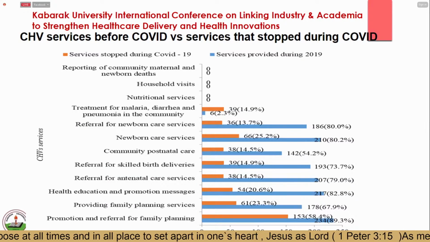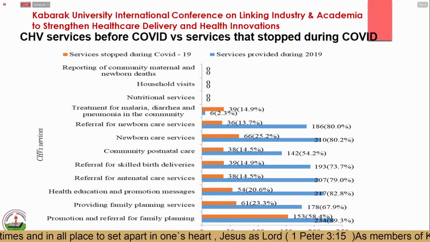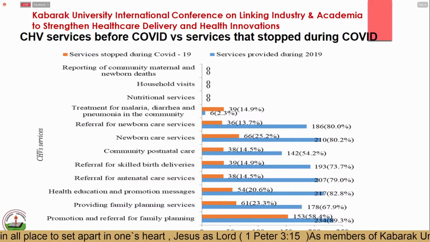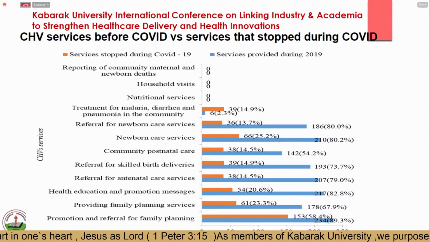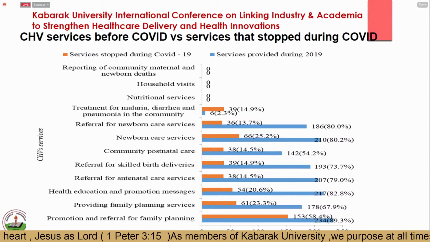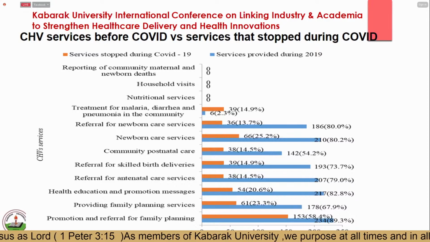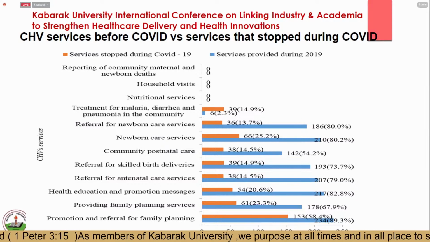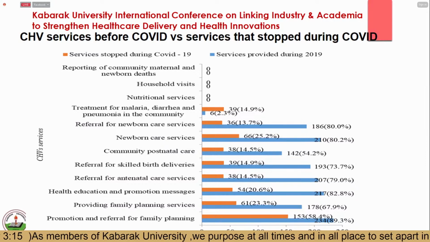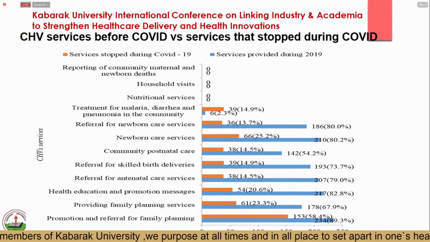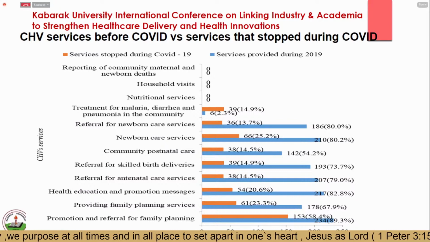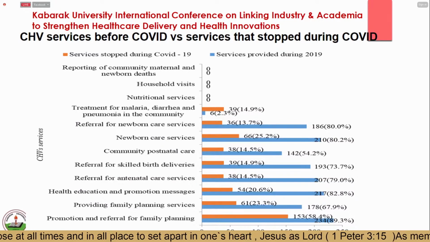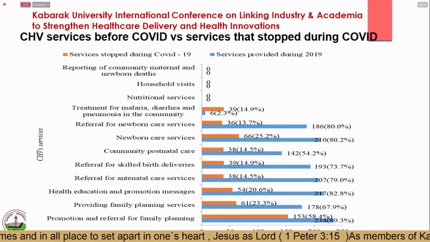So the rest of the services that stopped with the pandemic included treatment of diarrhea, referral for newborn services, community postnatal care, referral for stillbirth deliveries, referral for antenatal care services, and health education and promotion messages for normal conditions. They mostly focused on the health education and promotion messages for COVID-19. Then one of them stopped providing family planning services, and this family planning service is distribution.